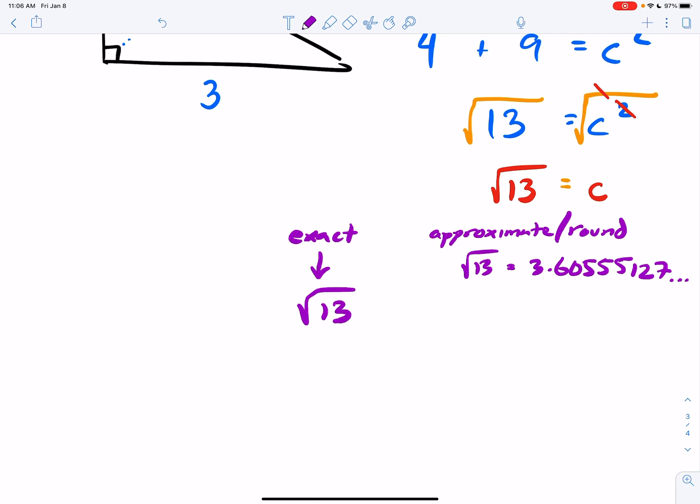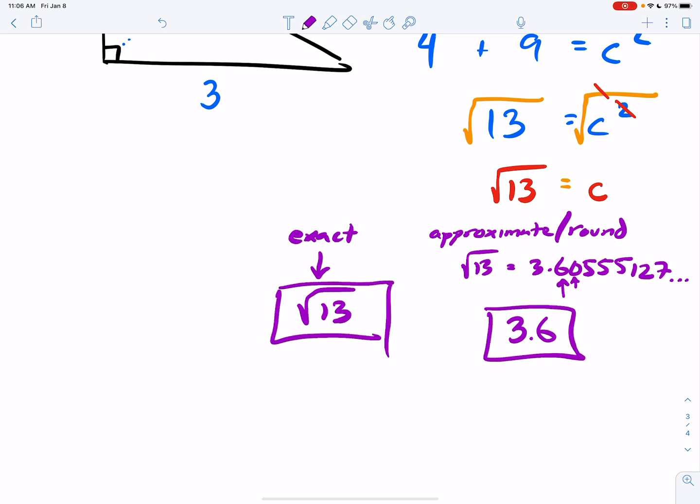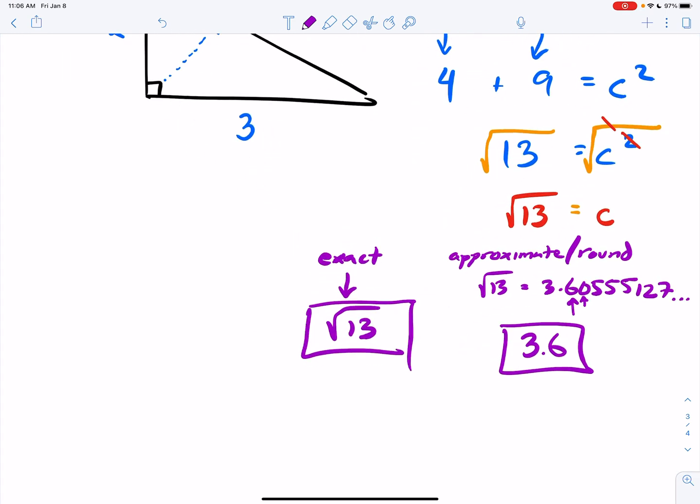Now, if they ask you to round to the nearest tenth, the tenths place is this right here. So you look at the digit after. Since the digit after is not 5 or larger, we keep it at 3.6. Okay, so if they ask you for exact, you would write the square root of 13. If they ask you for approximate or to round to the nearest tenth in this case, you would write 3.6. Okay, so pay attention to that.